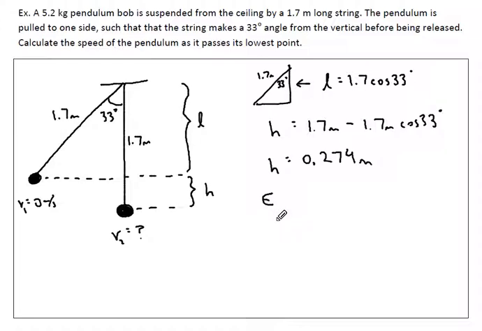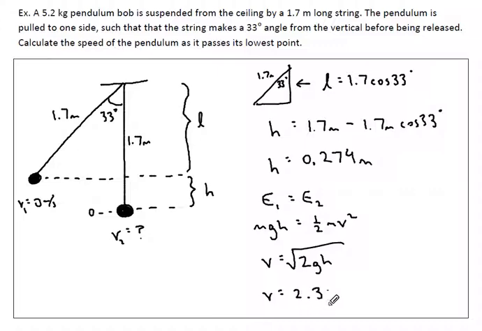So you know that energy at 1 must equal energy at 2. Initially it just has potential energy. Later on it's going to have just kinetic energy. If we use that lowest point as our 0 reference line, it makes our life a bit easier. We simplify to v equals the square root of 2gh, once again. So plug in our values. We have 0.274 multiplied by gravity multiplied by 2, and we square root our value. We end up with a speed of 2.3 meters per second.